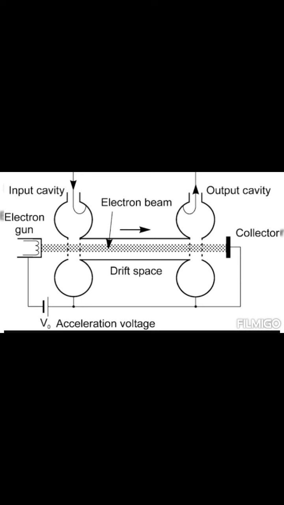The input signal is given to the input cavity. The electron that passes through the first cavity at zero point of signal voltage passes through with unchanged velocity, or you can say there is a constant velocity in the drift space. Those that pass through the positive half cycle of signal voltage undergo an increase in the velocity, and those passing through the negative cycle of signal voltage undergo a decrease in the velocity.